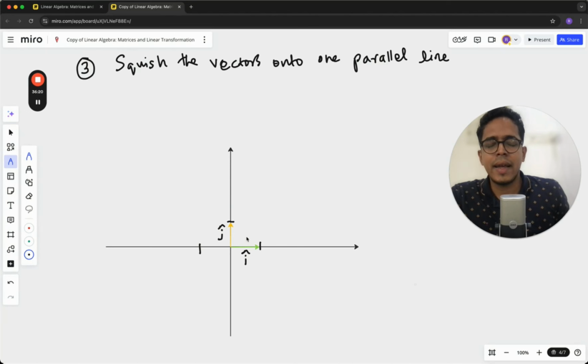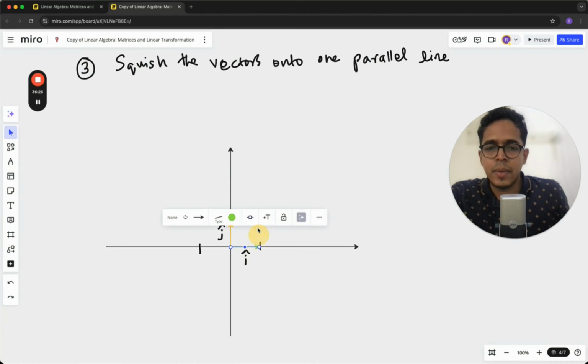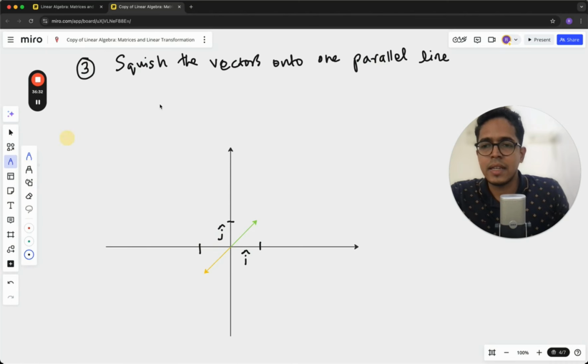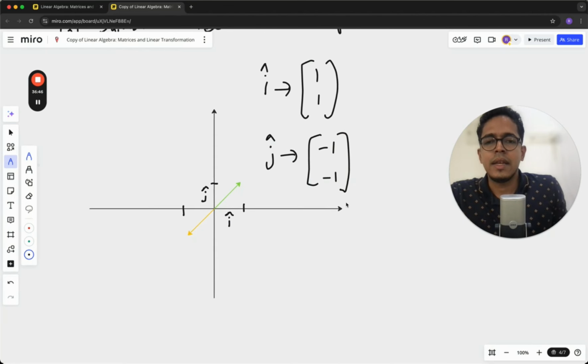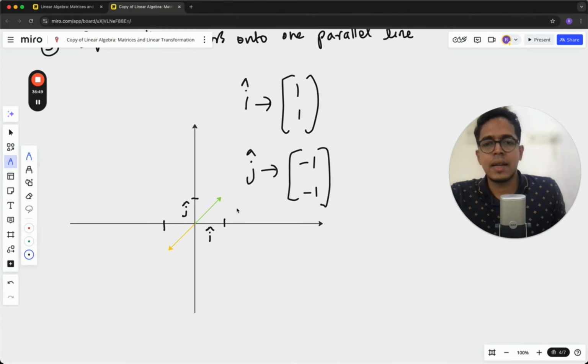So how can i and j after transformation stay on one parallel line? Maybe i can be like this, right? And maybe j can be like this. So let's say after transformation, i becomes 1, 1, that's what happened to i over here, and j becomes minus 1, minus 1. In this particular example, the vectors are transformed in such a way that i and j are parallel or anti-parallel. I mean, they are along the same line.